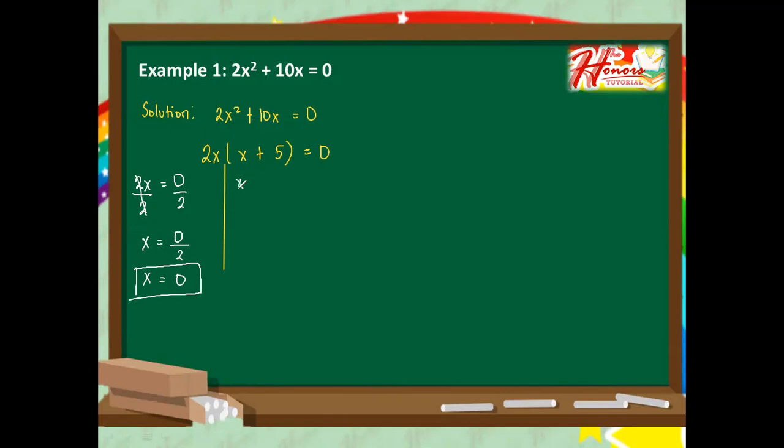How about x plus 5? Let us equate this to 0. So x plus 5 equals 0. And then our goal here is to have x only at the left side of the equation. So we have here x equals positive 5. We will transpose it. It will become negative 5. So here are the roots. X equals 0 and x equals negative 5. That's for example number 1.